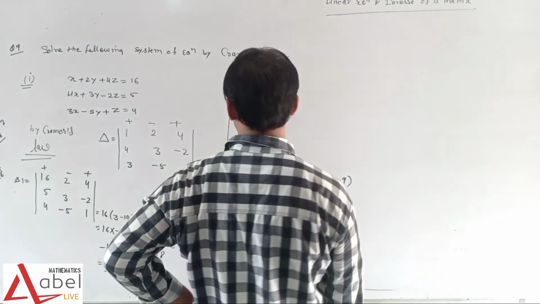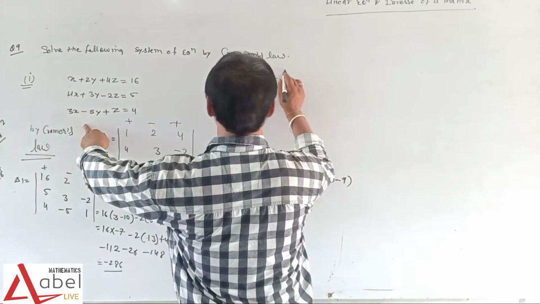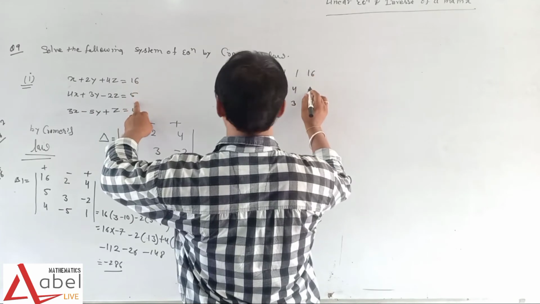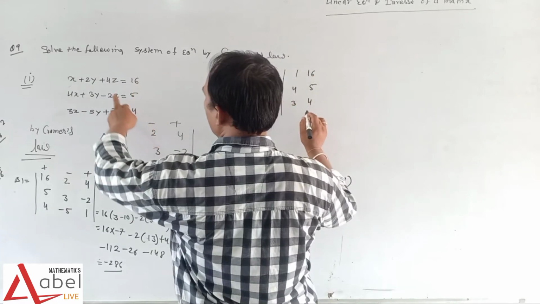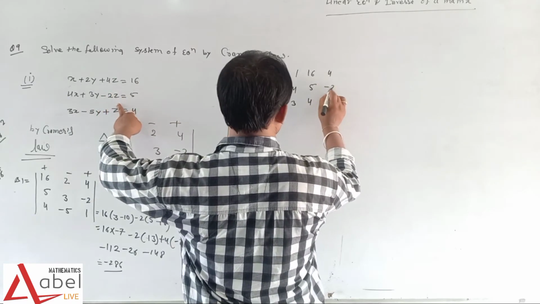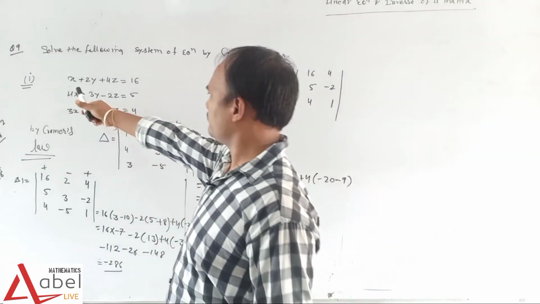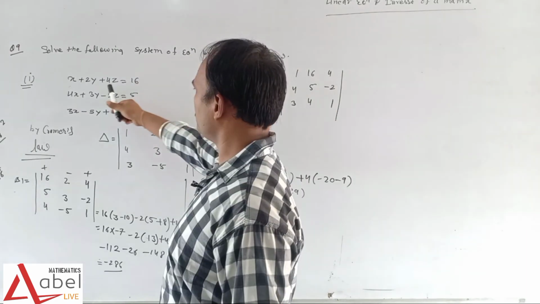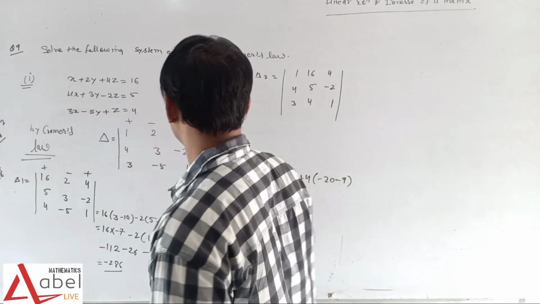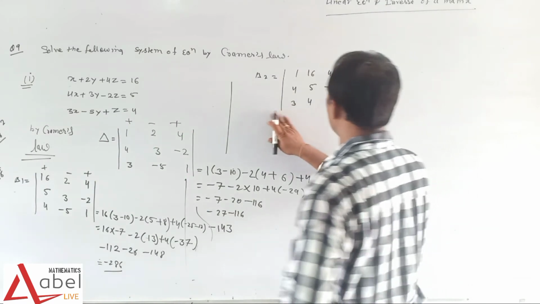So how can we solve? Let's see delta 2. How can we find the value of delta 2? Let's see, it is a 1, 4, 3, and put here it is a 16, 5, 4, and it is a 4, it is a minus 2 and it is 1. Now we have to solve this. It is a 1, 4, 3. Replace, we have to find the value of y, so we can put here 16, 5, 4. Here it is a 4 minus 2, 1. Okay, so now we are going to find the value.